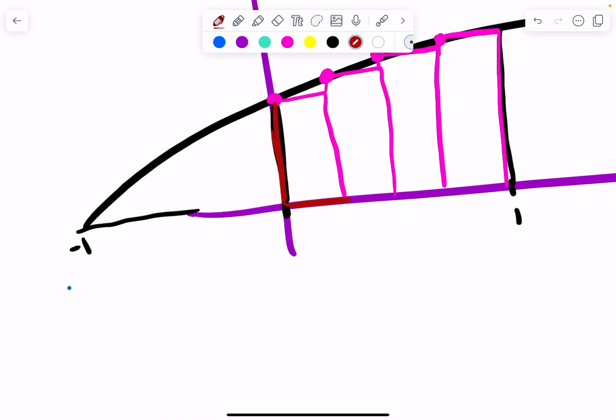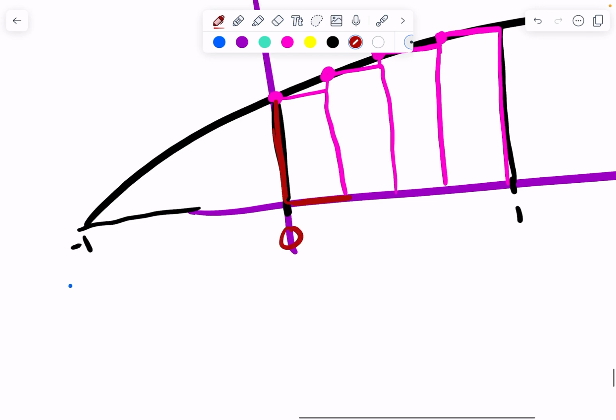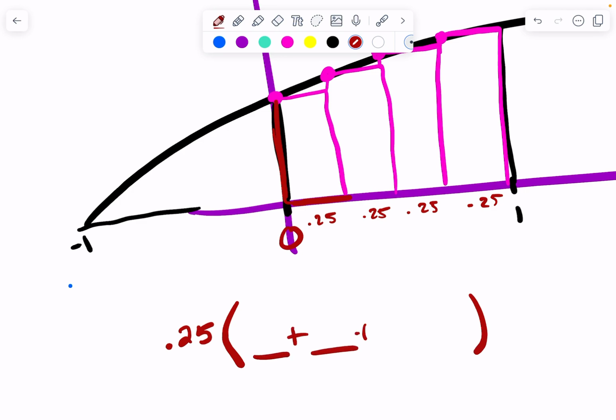I know that if we're going from 0 to 1 and there are 4 of them, the base of each one is going to be a quarter, so 0.25, 0.25, 0.25, 0.25. Rather than taking base times height plus base times height plus base times height, you guys know this, we take the base out in front and then add all the heights together, which is just an easier way of doing the calculation. Then all we have to do is find the heights of each one.